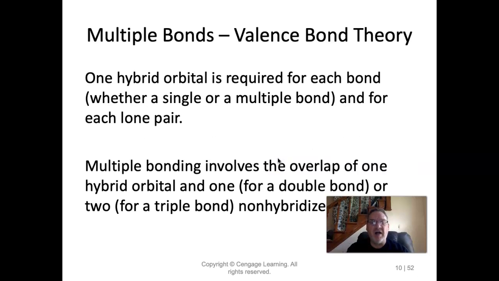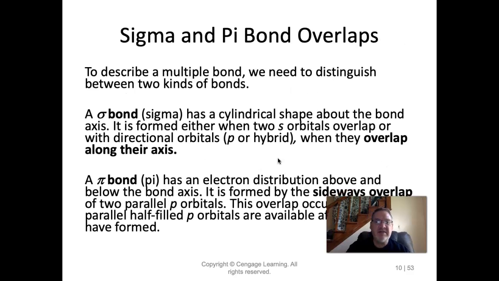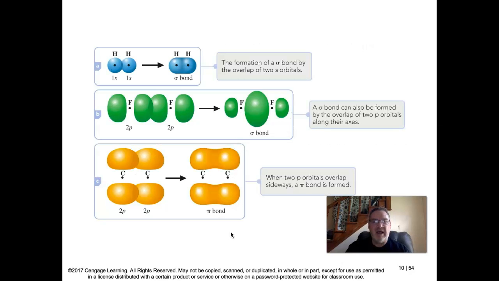Valence bond theory also takes into account multiple bonds. And with multiple bonds, you actually get 2 types of overlap, what we call a sigma bond and a pi bond. And it's important to note the types of overlap they involve. The pi bond's key because it's an overlap that's above and below the central atom. And that's what you see here in this example. Here's the pi bond above and below the carbons.